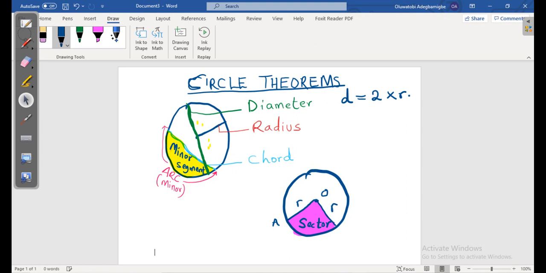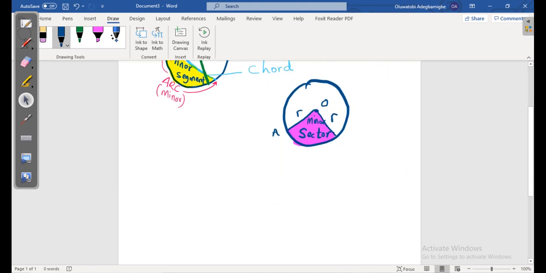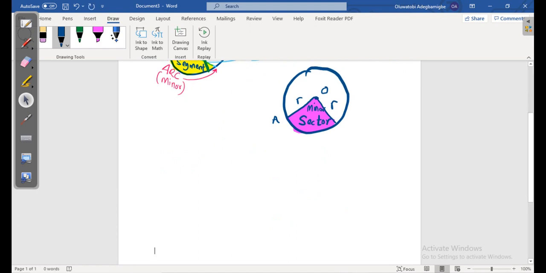So the way we have a minor segment, minor arc, major segment, major arc, is also the same way we're going to have a minor sector and a major sector. And these are the basic parts of a circle. But today, we want to actually consider the circle theorems themselves. In this lesson, we're going to quickly look at 3 theorems as much as possible. And we have the first theorem, which we call theorem 1.